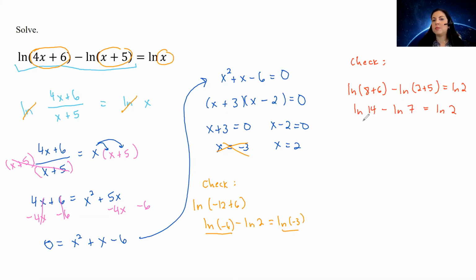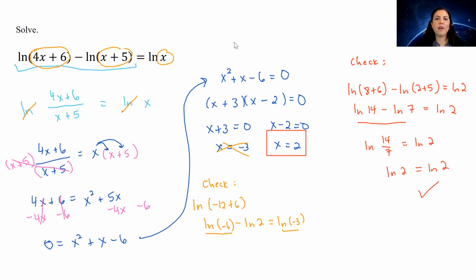I can actually simplify this if I want to using the quotient rule. That'll be the natural log of 14 over 7, which we know will simplify to natural log of 2. So once we get to this point, we can say yes, that is our valid solution. So our solution for this equation after combining the logarithms and solving for x is just x equals 2.